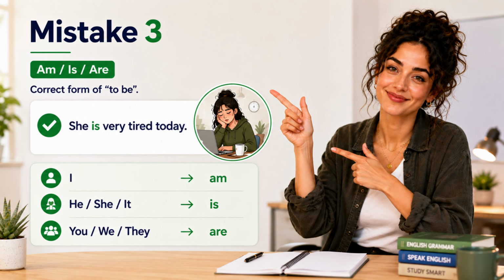The correct sentence is, she is very tired today. Listen again. She is very tired today. Here is the simple rule. I am. He is. She is. It is. You are. We are. They are. So if the subject is she, the correct form is is. That is why we say, she is very tired today.